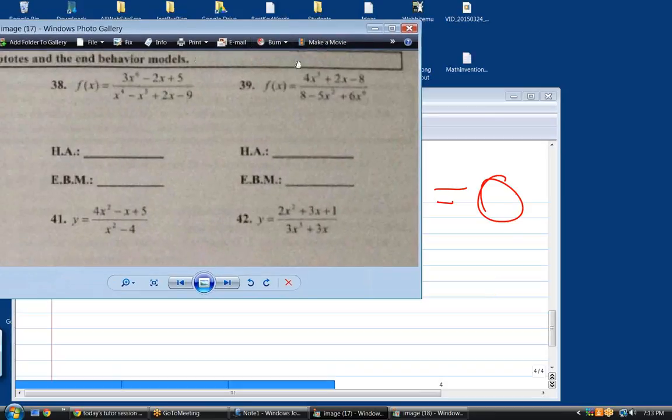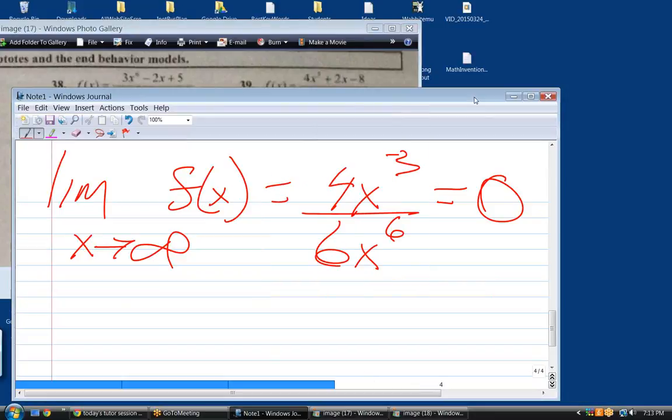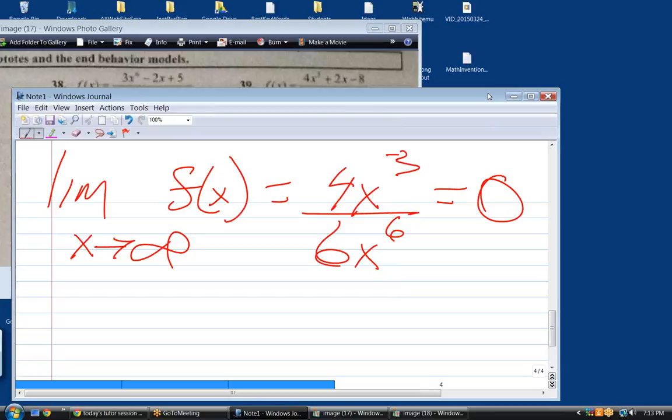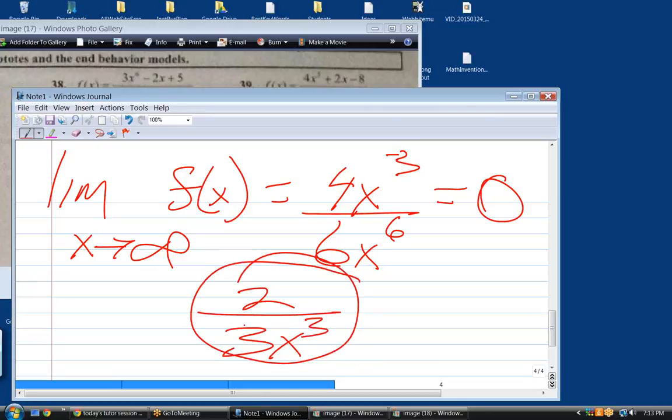And the end behavior is, as x goes to infinity, we go to 0. As x goes to negative infinity, we go to 0. In other words, it doesn't really matter. This thing reduces to 2 over 3x to the 3rd. So if I want the limit of that as x goes to negative infinity, well, the bottom still blows up. Still goes to 0.